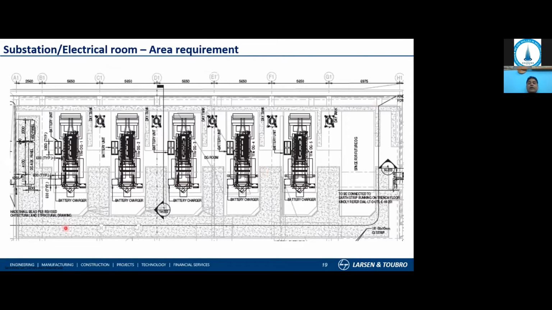And this is an extract from one of our airport jobs, the plan of the DG room. These are the trenches, the hatched portion that you're seeing, for the cable entry. And these are the clearances which we had given.